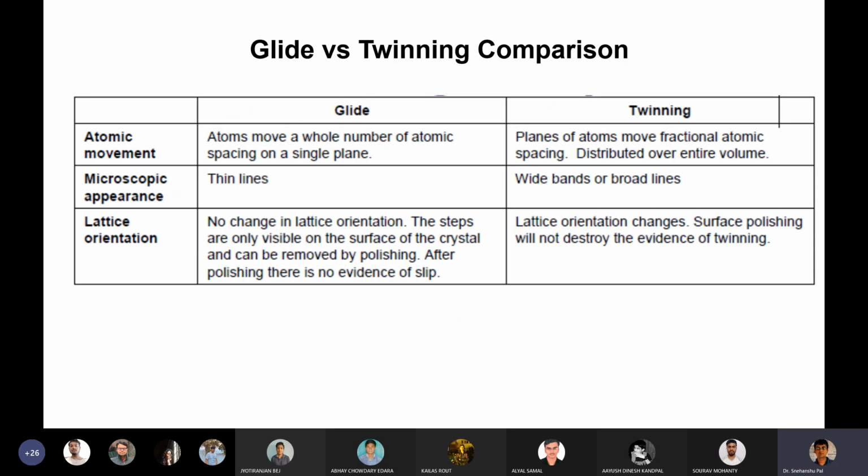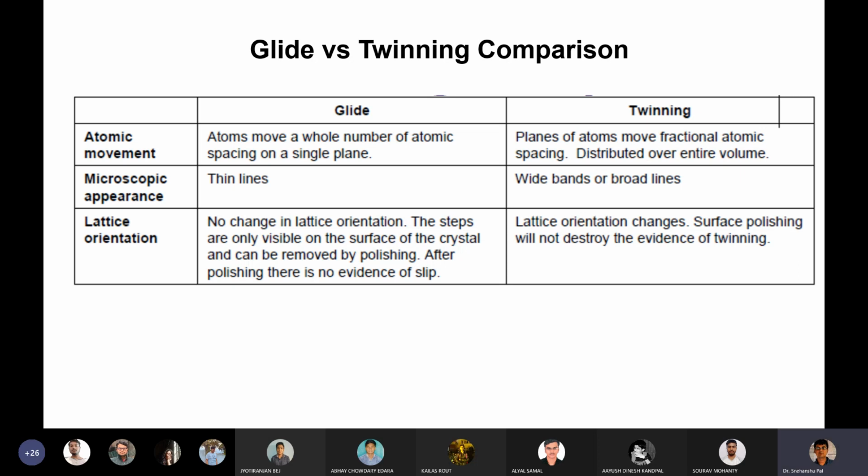Now we are going to understand the glide versus twinning comparison. It looks like a glide, but it's not glide. In the comparison, first we will see the perspective of atomic movement. Atoms moving a whole number of atomic spacings on a single plane is known as glide. But on the contrary, in the twinning process, planes of atoms move a fractional atomic spacing.